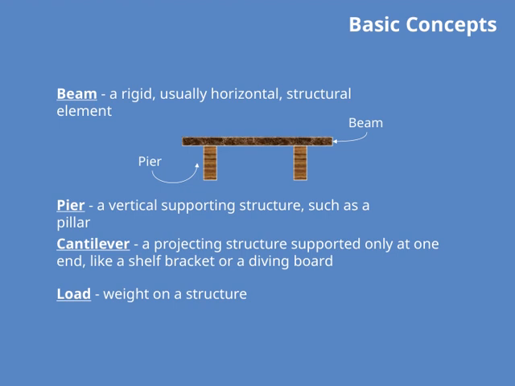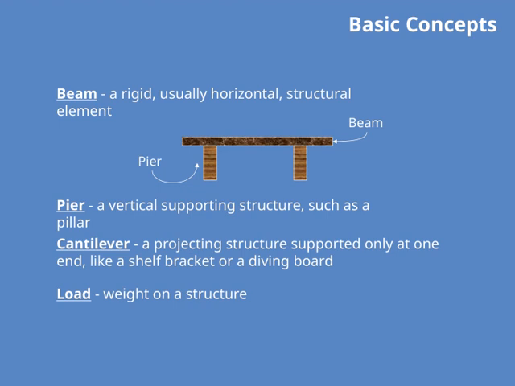Then there's the cantilever. This is a projecting structure supported only at one end. Imagine a shelf bracket or a diving board. Those are classic examples. Cantilevers are interesting because they extend outward without additional support at the far end, which makes their design and load management quite special.